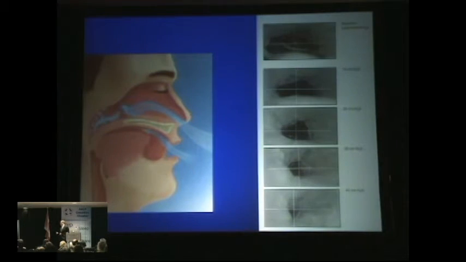Here's pictorially what happens. We have a sagittal view of a patient here with the nasal airflow being blocked where the soft palate is touching the posterior pharyngeal wall. And we have oral cavity airflow blocked where the retrolingual obstruction occurs.